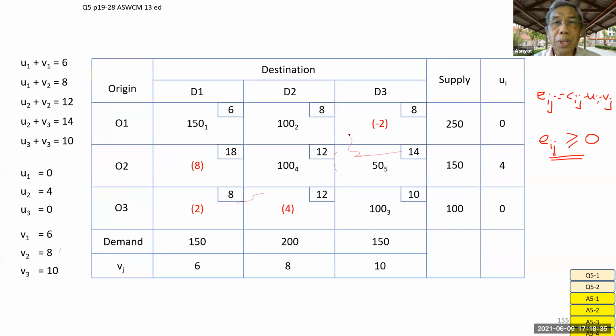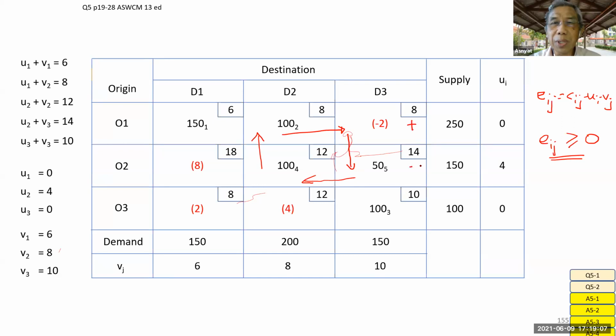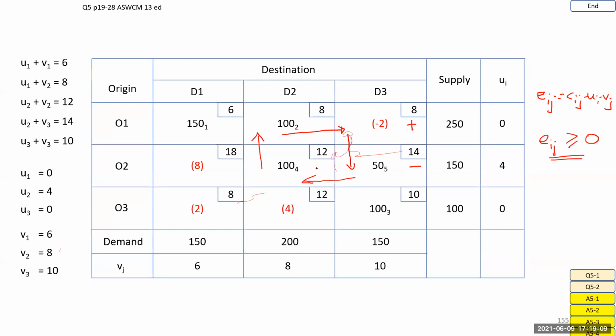We're going to draw a closed path from the non-basic cell to a basic cell, then go to the next basic cell, and the next basic cell. Then close. Then what do we put here? Add or subtract? Plus, add. So non-basic: add, subtract, add, subtract.